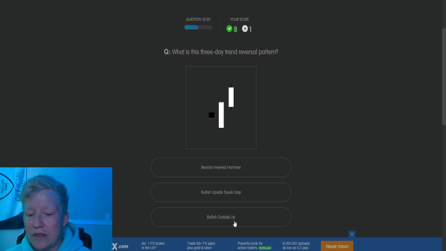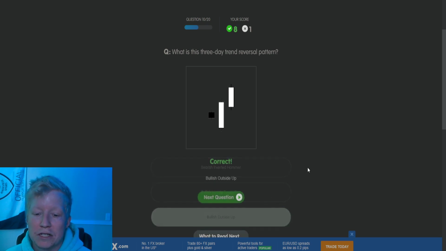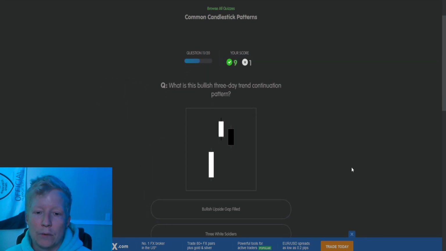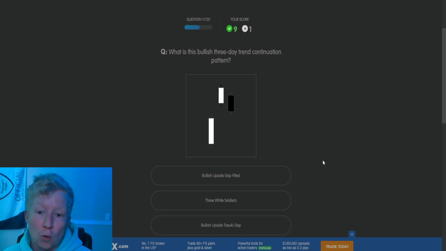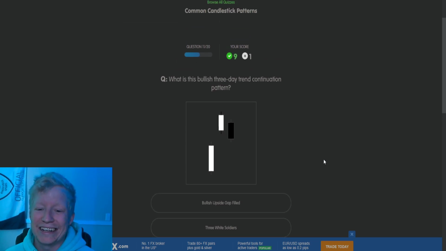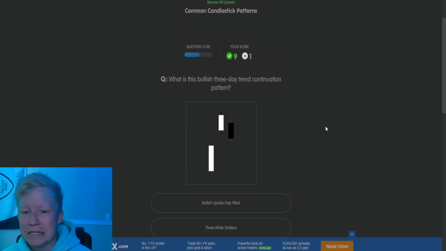I'm going to assume that this is the outside up, meaning the second bar is outside of this red bar and still pushing higher. So let's go ahead and guess that. Got that one correct as well. We're halfway through the quiz. We've got 9 right and 1 wrong. Not too bad, considering I don't know the names of a lot of these things. Luckily, I'm able to use process of elimination to get myself there.